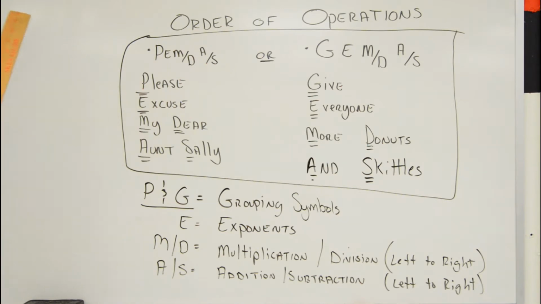So, parentheses, brackets, braces, they all go first. Now, when you're dealing with your grouping symbol, it's from inner to outer, and I'll go over that shortly as well. Then you have exponents, multiplication and division from left to right. Then you have addition and subtraction from left to right.